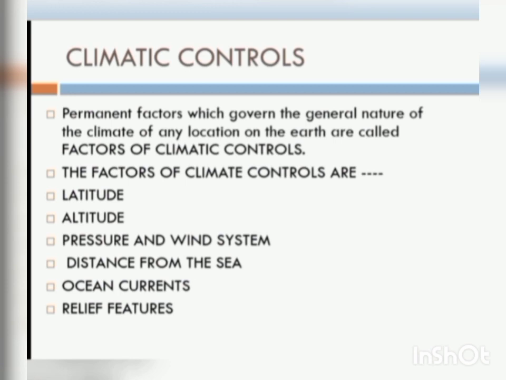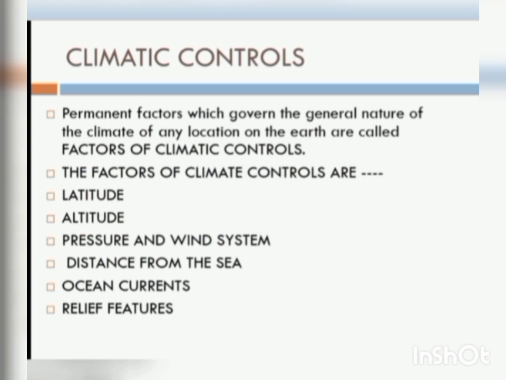Third, pressure and wind system. It depends on the latitude and altitude of a place. It influences the temperature and rainfall pattern of the area. Next, distance from the sea. The sea exerts a moderating influence on the climate. As the distance from the sea increases, the weather conditions become more extreme. This condition is known as continentality, that is, high temperature and rainfall variation between seasons.